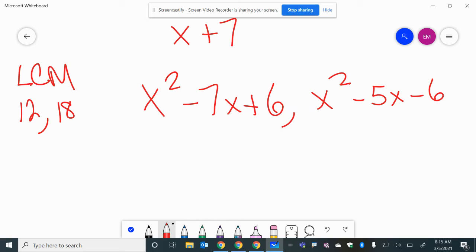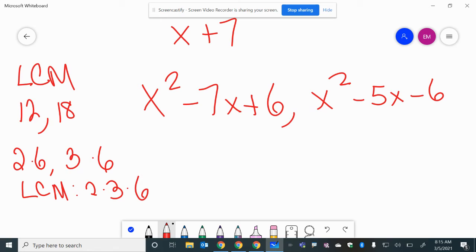So if I just factor 12 into 2 and 6, and I factor 18 into 3 and 6, 2 times 6 is 12, 3 times 6 is 18. Notice that they don't share a 2 in common, they don't share a 3 in common, but they do share a 6 in common. So the lowest common multiple will be every number they don't share in common times only one of each number they share in common.